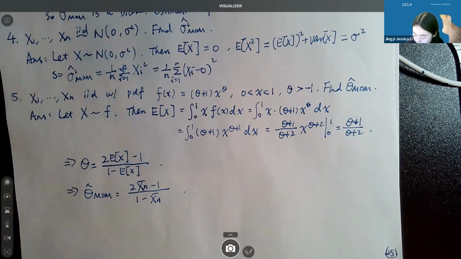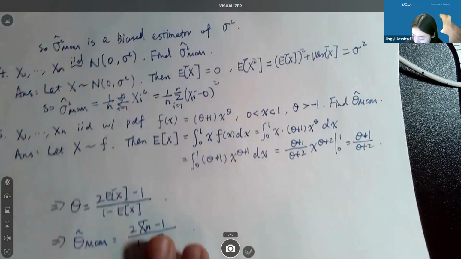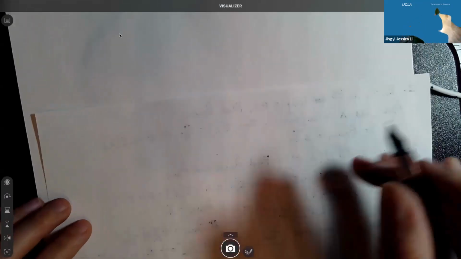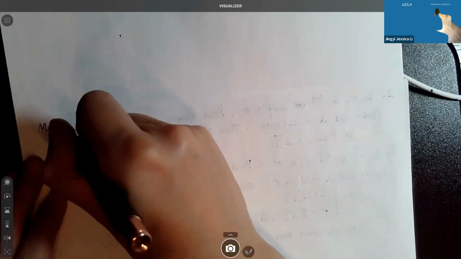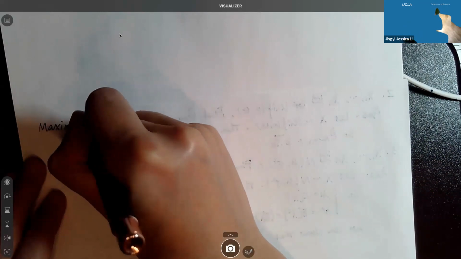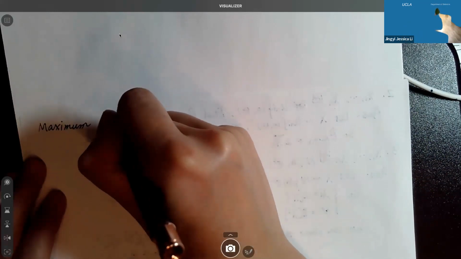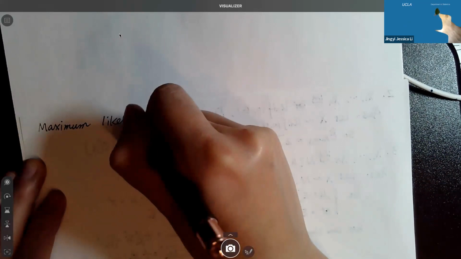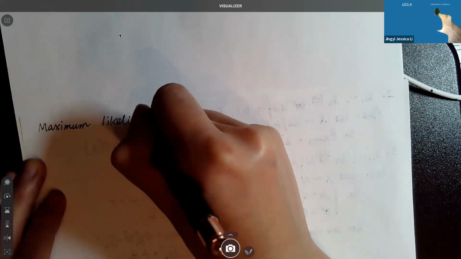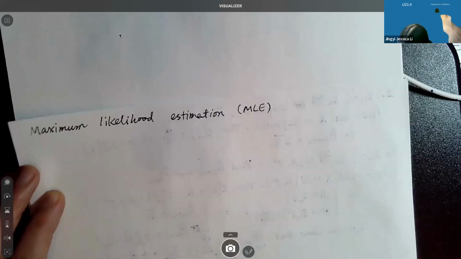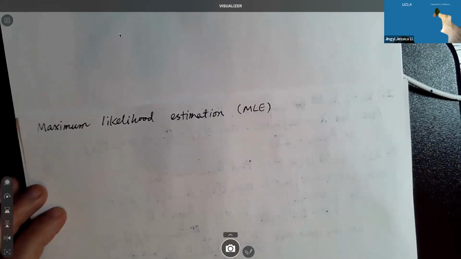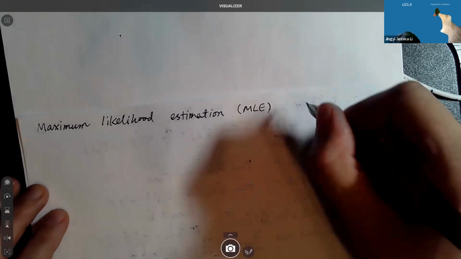So now let's talk about the second way of constructing estimators, which is called maximum likelihood estimation, short as MLE. And this is the second way of constructing estimators.